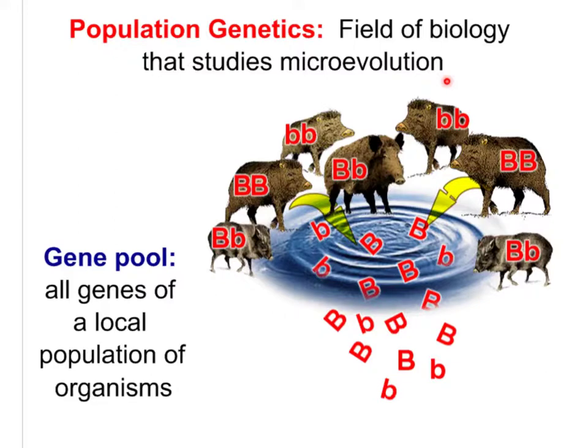When we're looking at changes that occur within a species, here's just a silly little picture that helps you get the idea of what a gene pool looks like. We talk about all the genes of a local population of organisms. That's the gene pool. This is just a picture representing one particular Mendelian trait, and all the different alleles that go into that gene pool for those organisms in a local population.